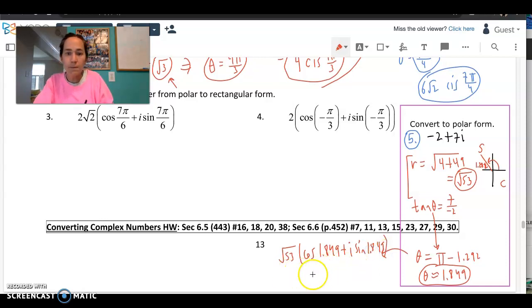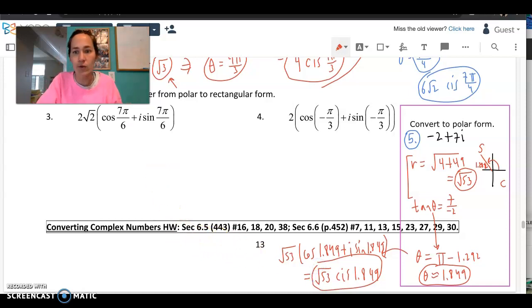So if this is you on paper just taking your notes, I recommend just using cis. So we'll go abbreviation, square root of 53 cis, and the approximation 1.849. So we've seen a couple examples now where we knew an exact value, and then at least one where the calculator was useful.